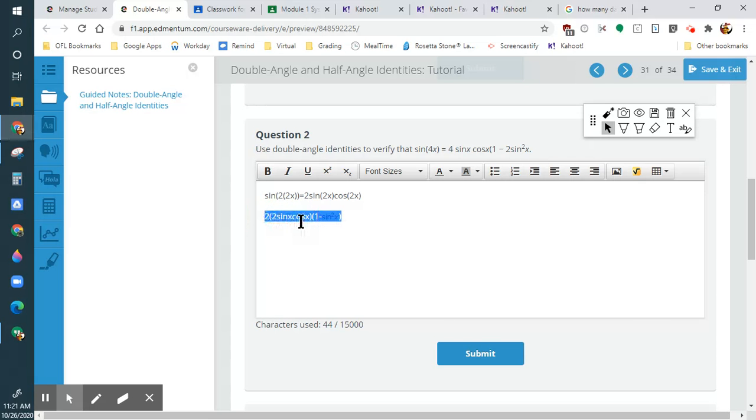But if I copy this again for the next line, what happens is we're going to multiply this 2 by this. We don't distribute it to everything. We just multiply it by either this or this. So that just means that this 2 turns into a 4. And that's exactly what we were solving for.